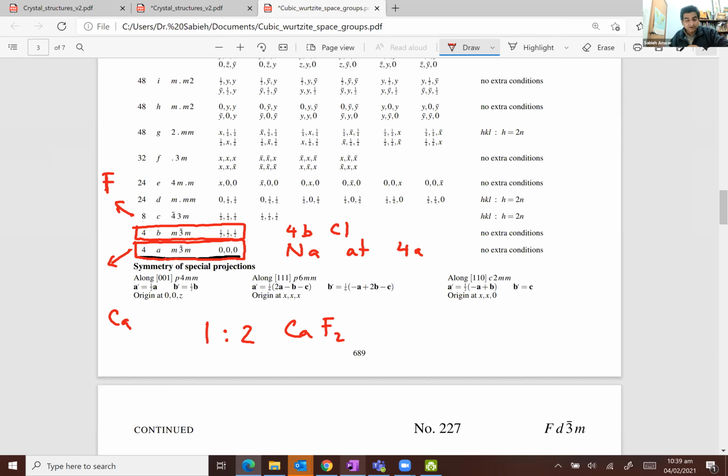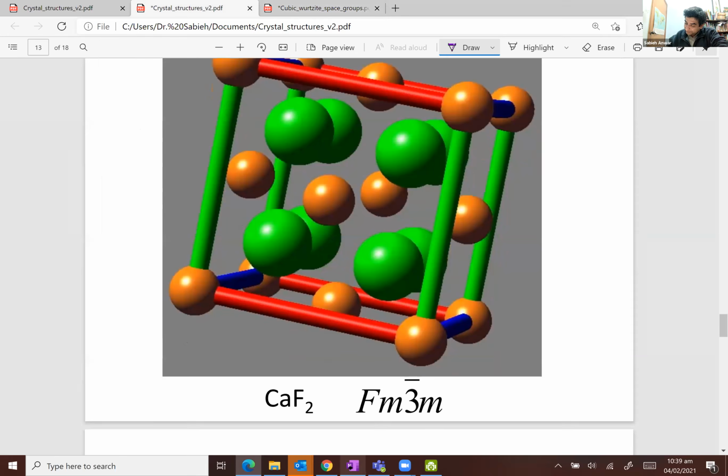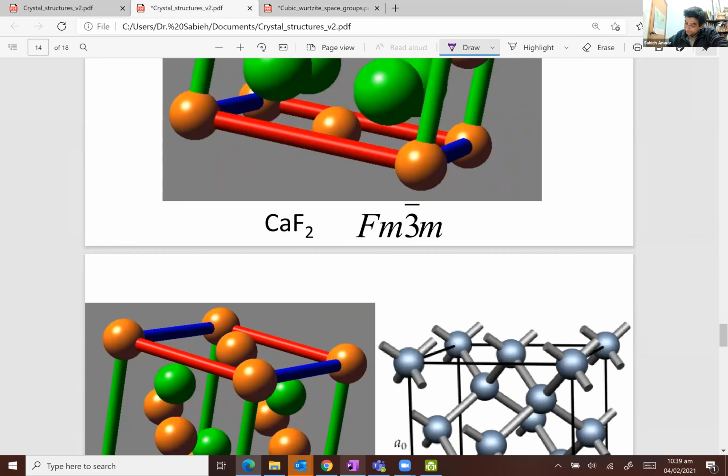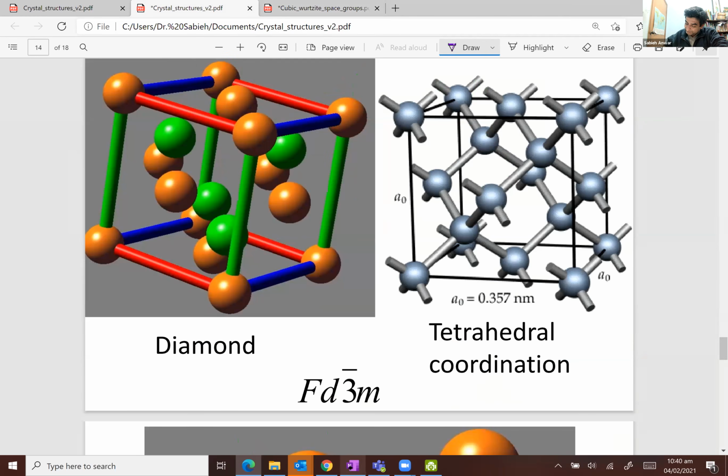All right. So the last structure that I would like to talk about today is one of the most beautiful structures that one can encounter. Diamond. Fd3̄m.